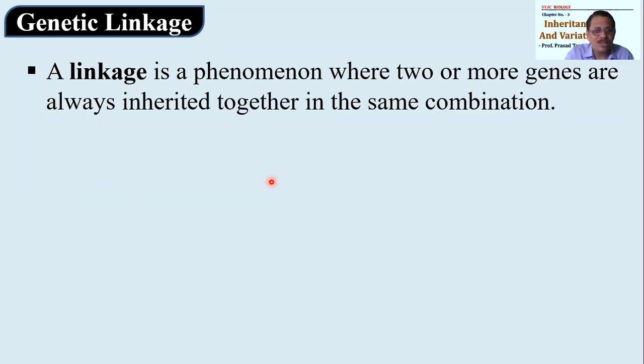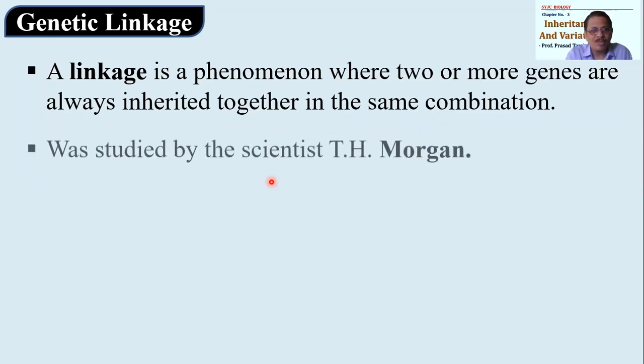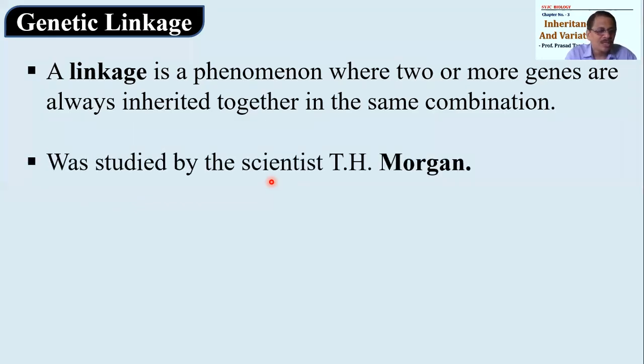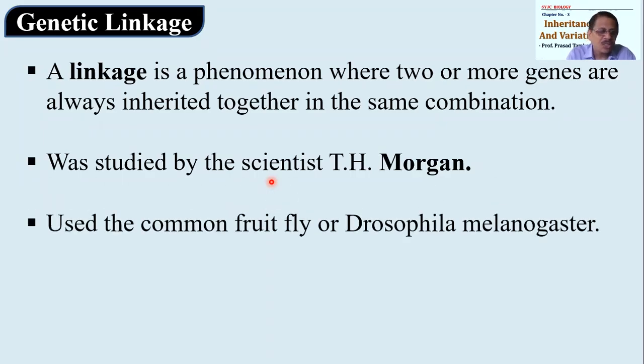But T.H. Morgan when studied something, he found that a gene for one trait depends on gene for other trait for its expression and that's how we called it as linkage. This phenomenon was proved by using another individual for genetic study that is commonly used nowadays, Drosophila melanogaster. Okay, commonly we call it as fruit fly.